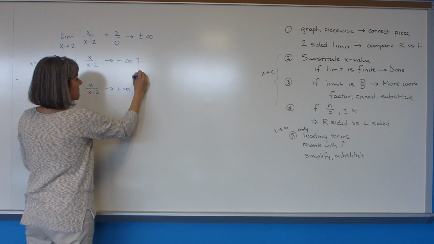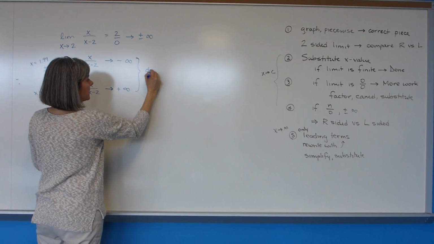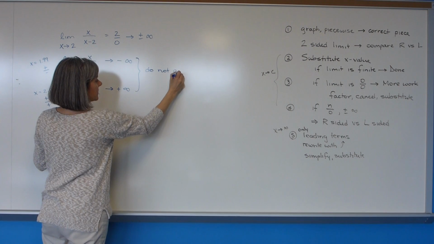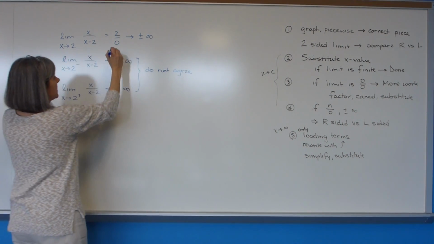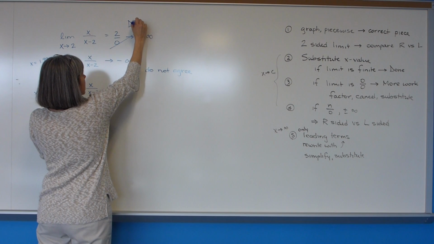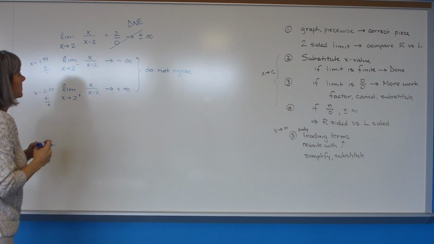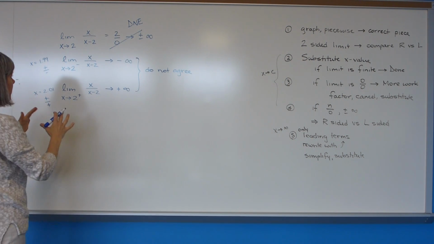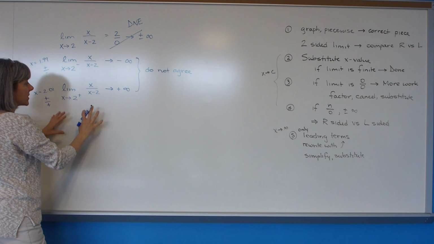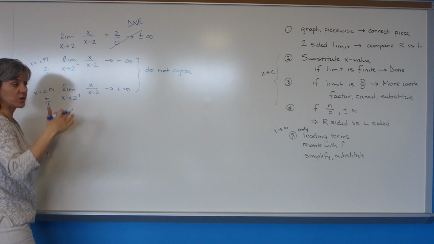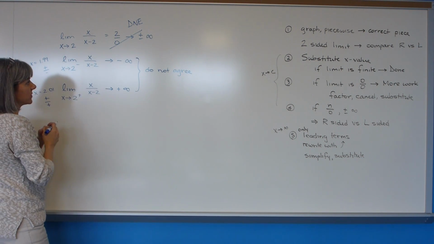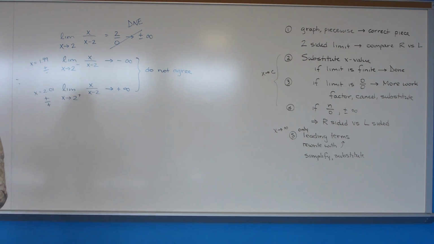So when I look at these two, they do not agree. They are not the same. So that means my original two-sided limit does not exist. Basically this is going to be a rational function with a vertical asymptote at 2, and it's going in different directions. Okay, let's look at another example.